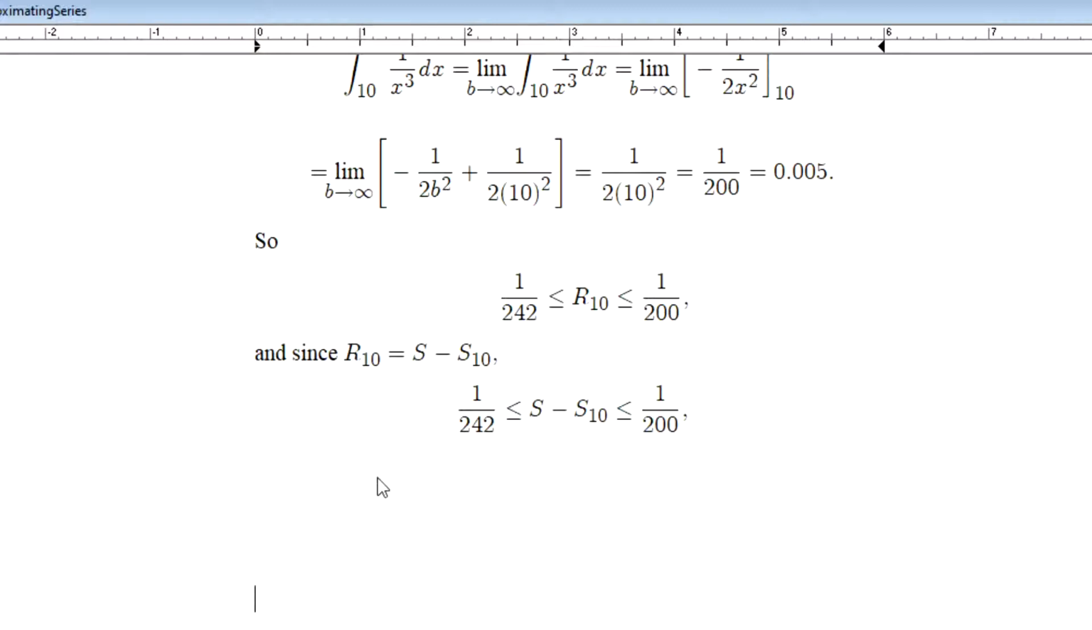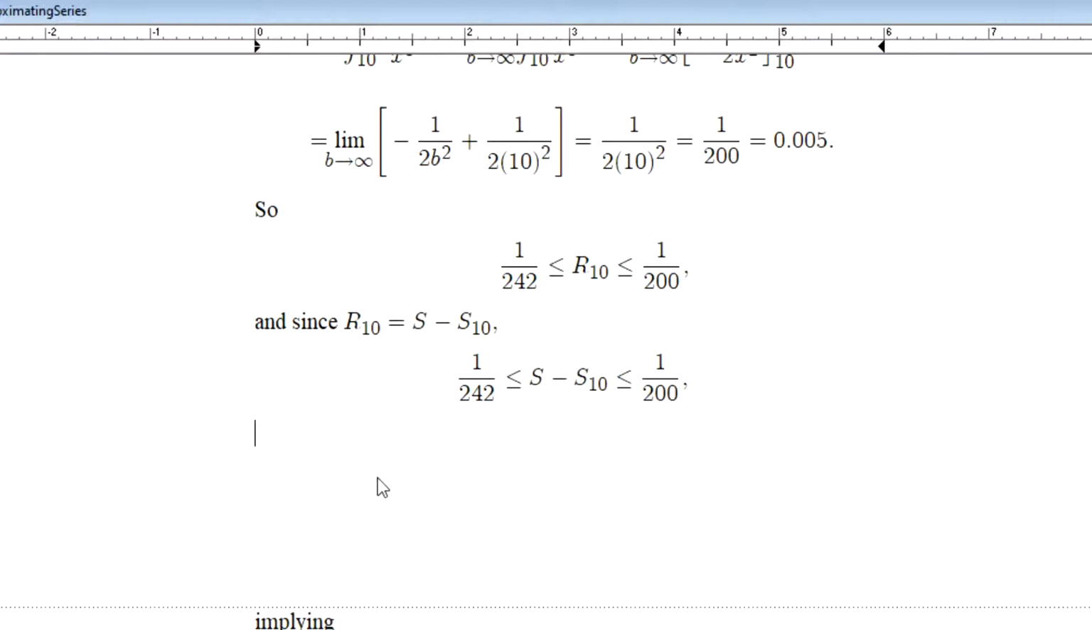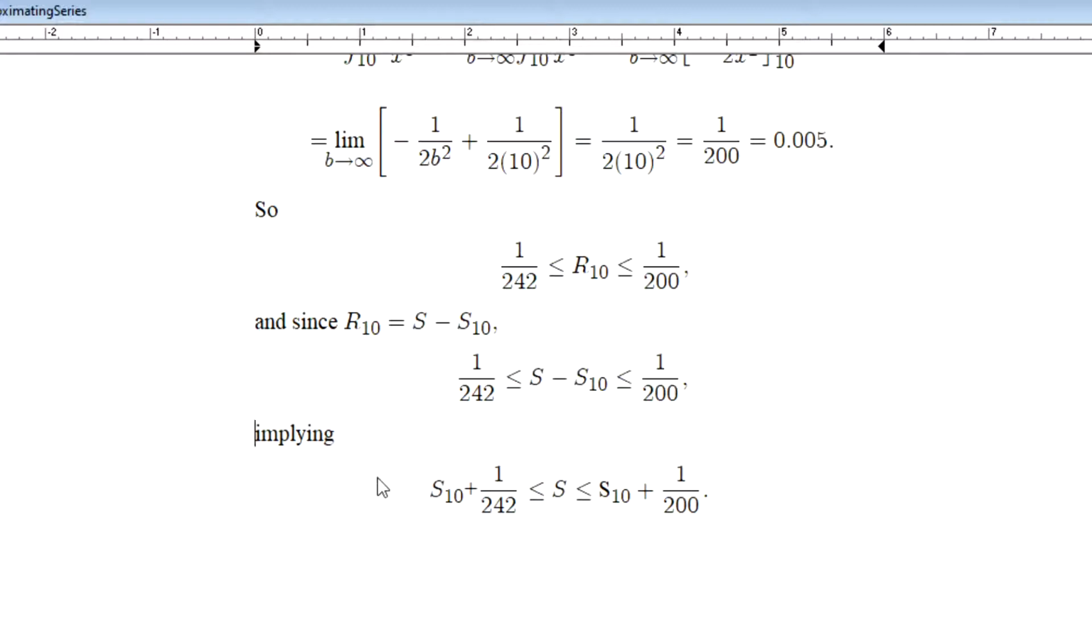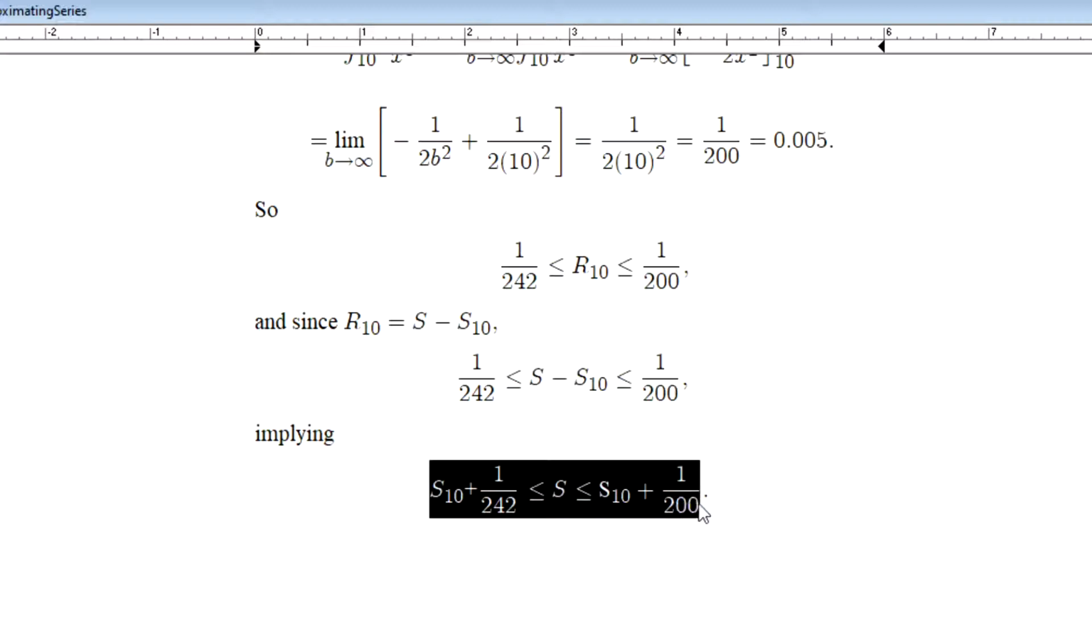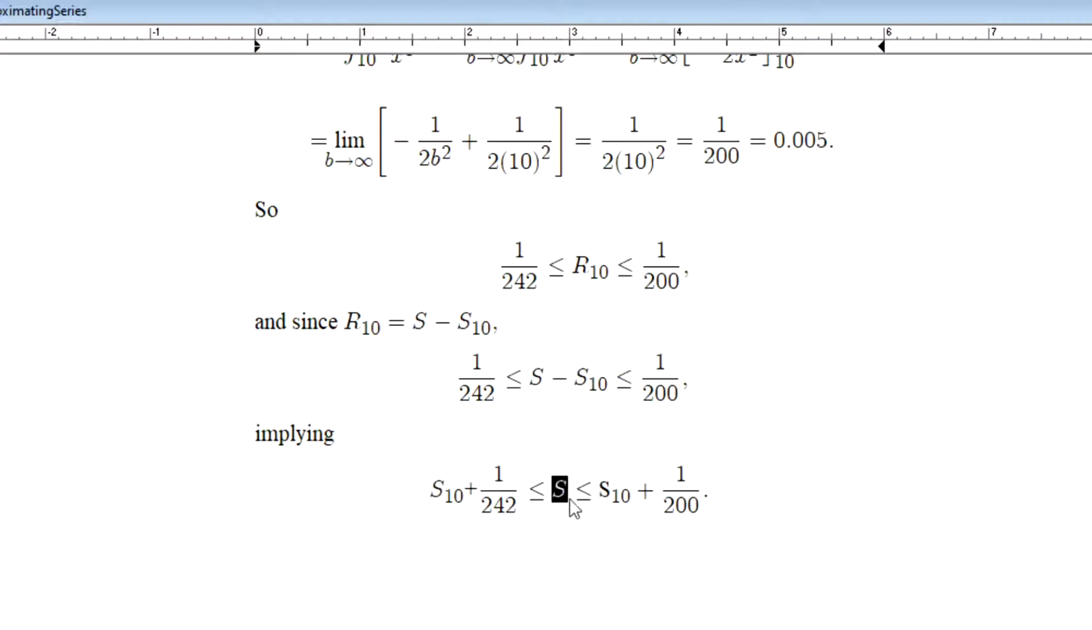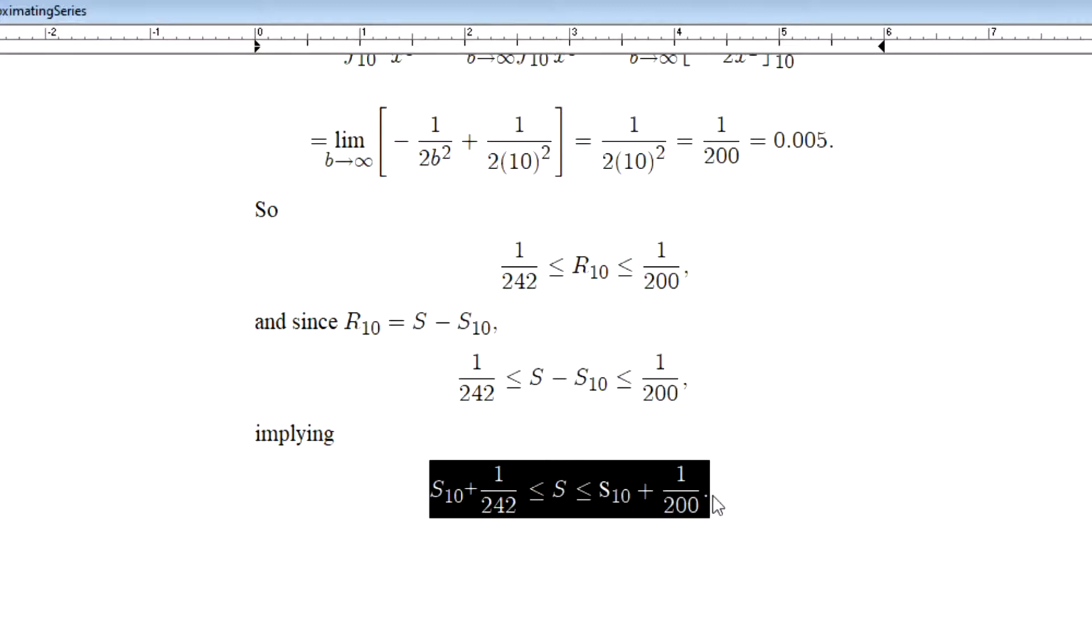And if S minus S sub 10 is stuck between those two values, that does have some implications about the value of S. Adding S sub 10 to all three sides of this inequality, the two outsides and the inside, will produce this result here. S must then be stuck between this result, bigger than S sub 10 plus 1/242nd, and smaller than or equal to S sub 10 plus 1/200th.